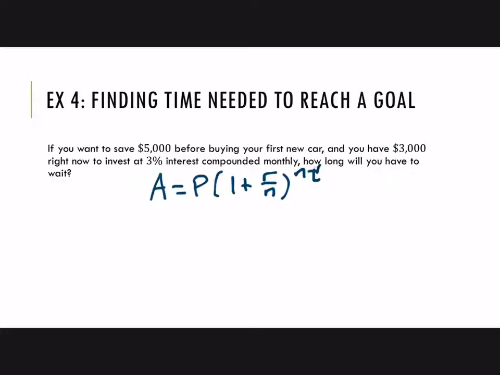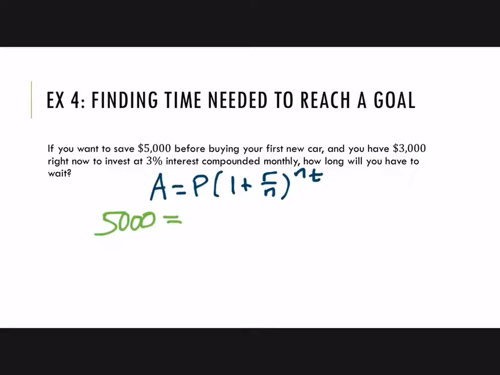Alright, so we're trying to solve for how long we have to wait to reach the savings goal. So we actually need to solve for a time, for t. So hopefully we know all of the other information in this equation, or else we can't use it. Okay, so let's start with the future value. This is going to be the savings goal. This is where we want to be at the end of that time period. And that would be the $5,000. That's the amount that this person wants to save.